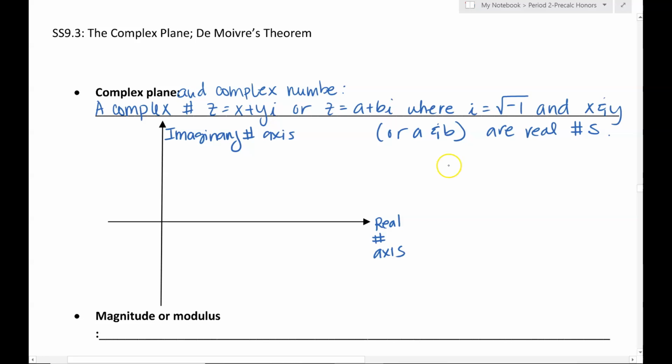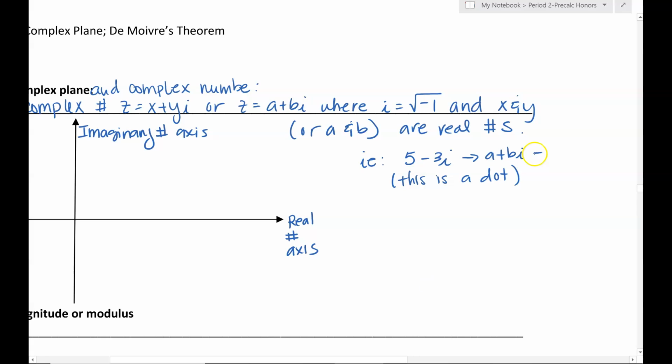So, let's make up something really quickly. We have 5 minus 3i. So how would we graph that? This is just a dot. So we're going to go 5 units, that's a real number. So think of it as a plus bi, or think of it as x plus yi.